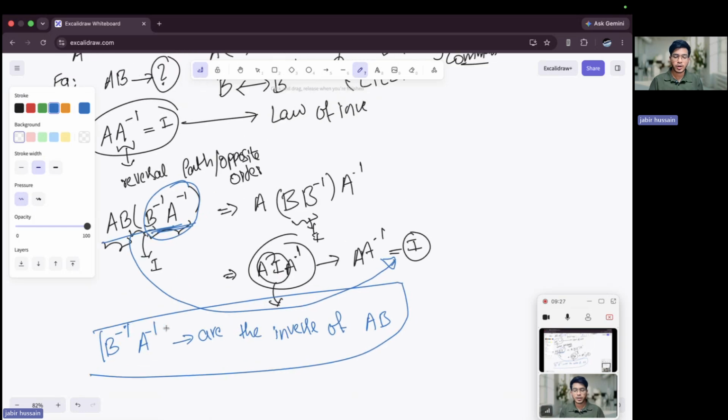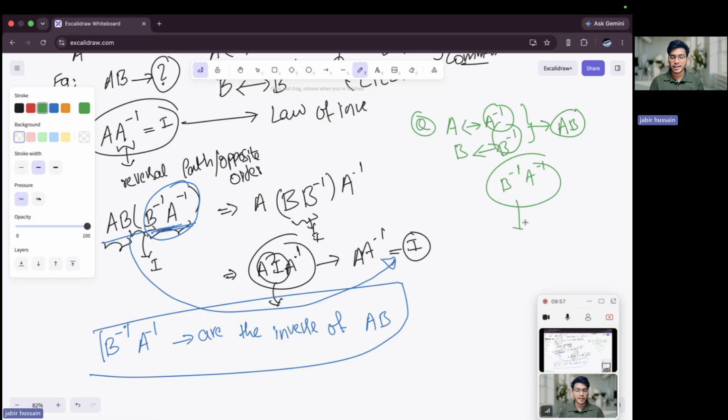So if someone asks you a question, like here's the question, right? If someone asks that I have a matrix A, and they have given that the matrix A has an inverse, and they have also given that matrix B is also having an inverse. Now in the question they have asked, find the inverse of AB. All you have to do is that we know B inverse, we know A inverse. Just multiply these two, and whatever answer you get, that will be the inverse of AB. I hope you have understood.